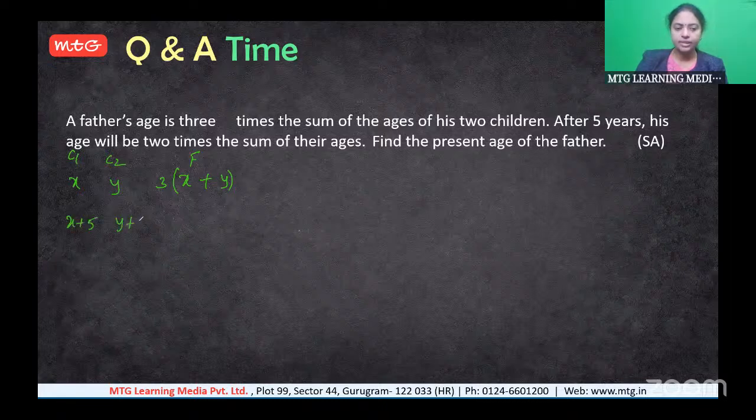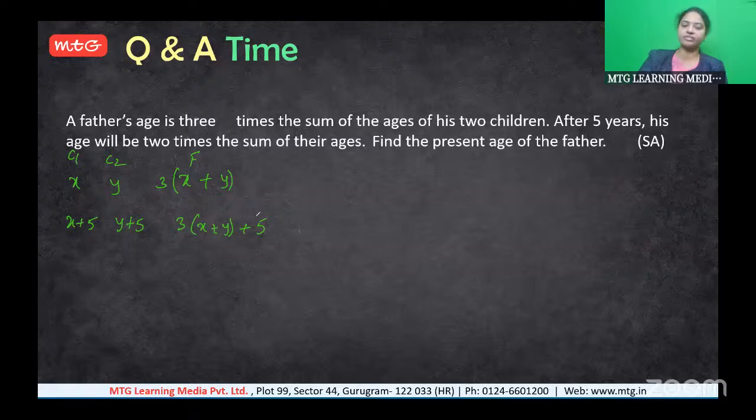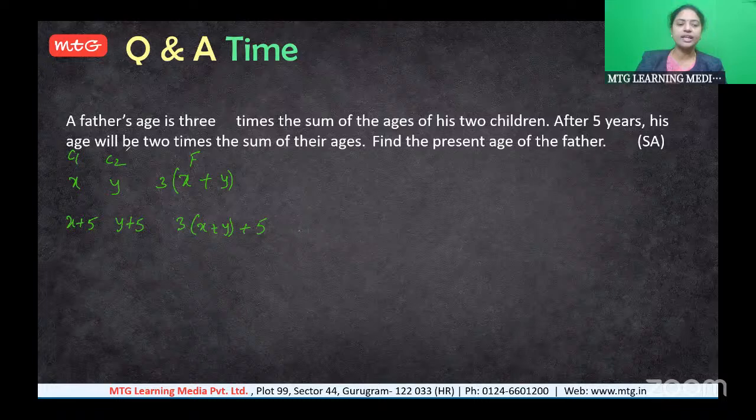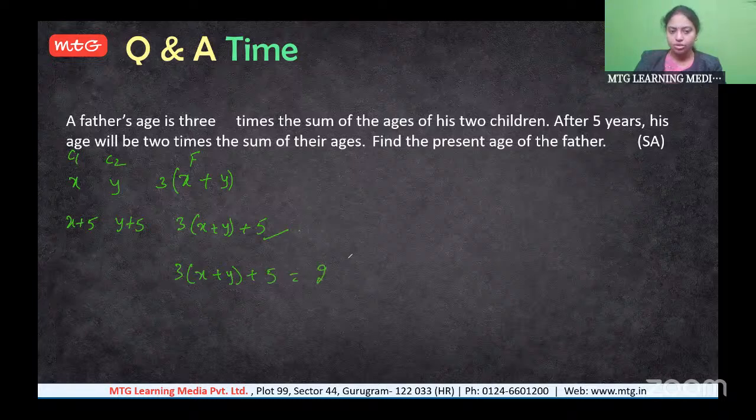After 5 years, the first child will become X plus 5 years. The second child's age becomes Y plus 5 years. And the father's age will become 3 times (X plus Y) plus 5, because his age is also increasing by 5. But in this case, what did they say? After 5 years, the father's age will be 2 times the sum of their ages. So whatever the father's age is, 3 times (X plus Y) plus 5, this is the same as 2 times the sum of these two kids' ages, (X plus 5) plus (Y plus 5).